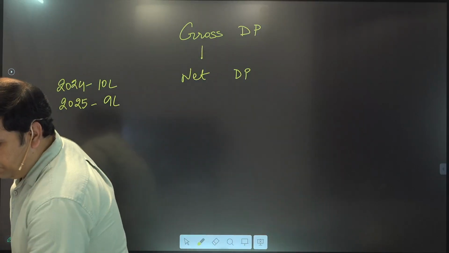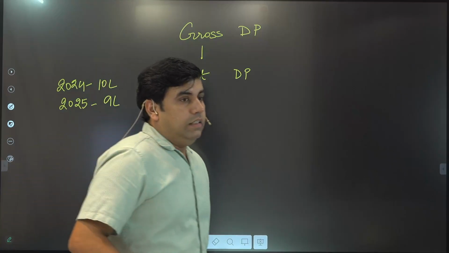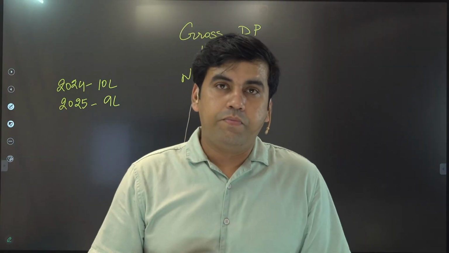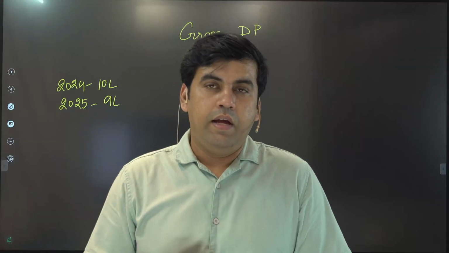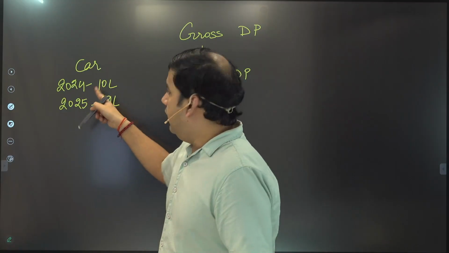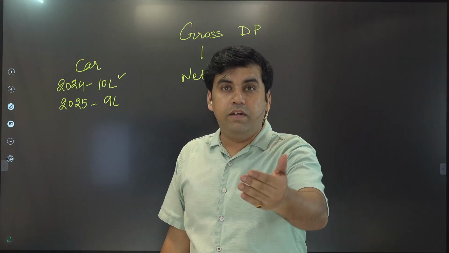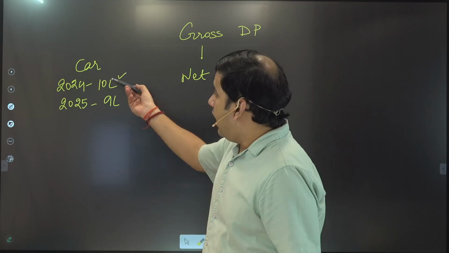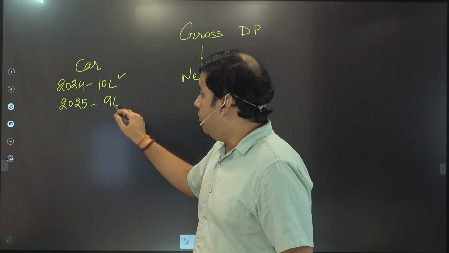But remember one thing: by removing the depreciation, we are avoiding miscalculation. All of you know, let's say there is a car. The car in 2024 was valued at 10 lakh. It's a cab, not your personal car. It is generating some economic activity. Now the same car in 2025 is 9 lakh.